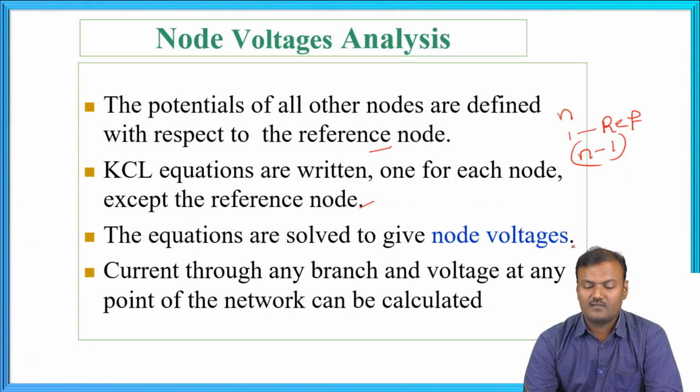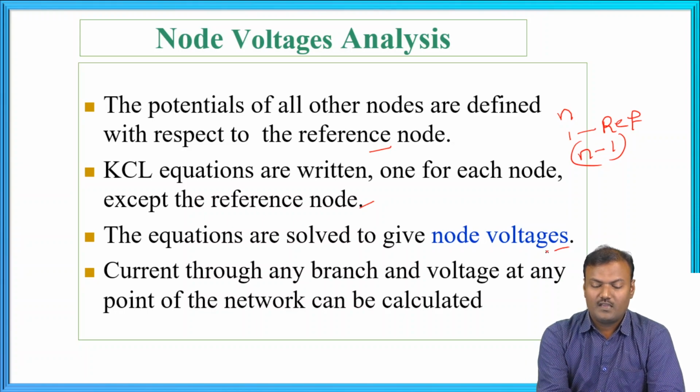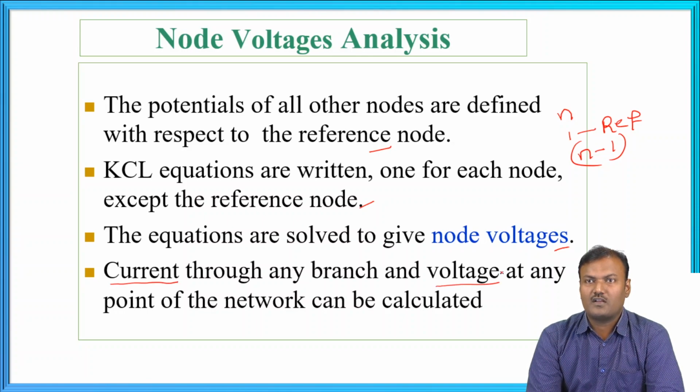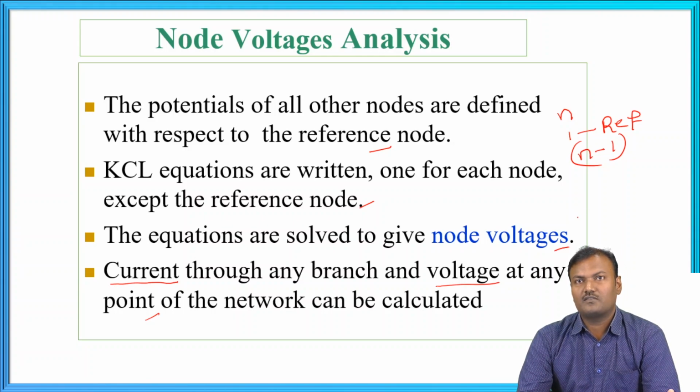The third point is that the equations we write are in terms of variables, and we need to solve them to get the node voltages. Next, after obtaining the node voltages, we can get either current or voltage. That is, the current flowing through any branch and the voltage at any particular point of the network can be calculated after getting these nodal voltages. This is the procedure. First, the potentials of all the other nodes are defined with respect to the reference node.